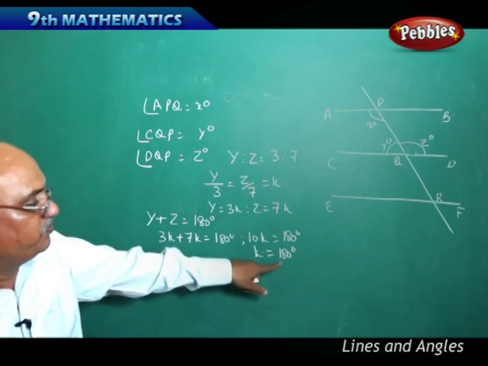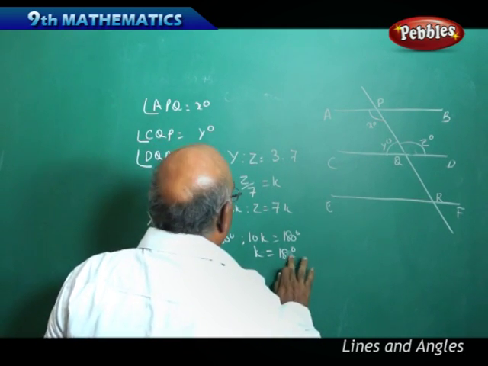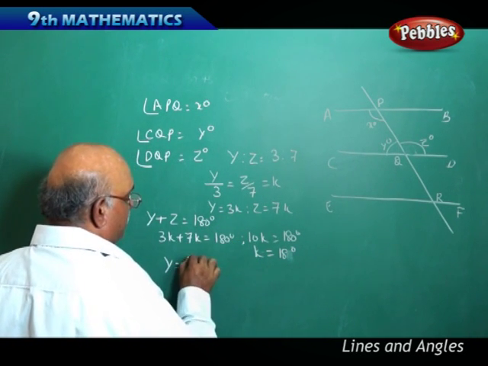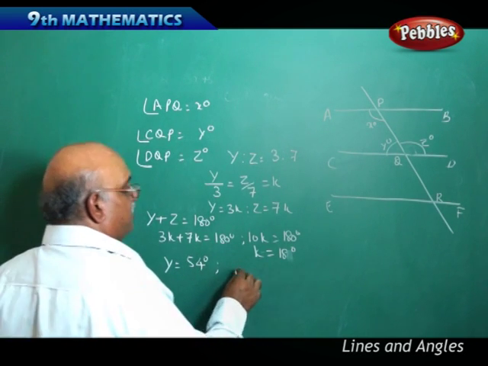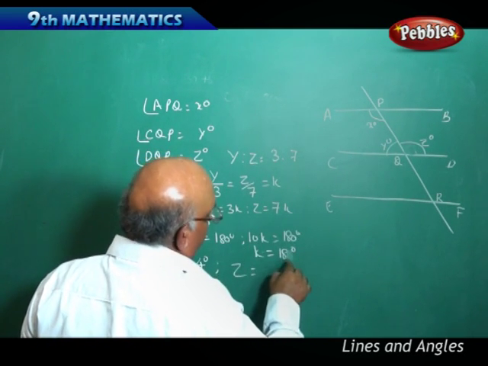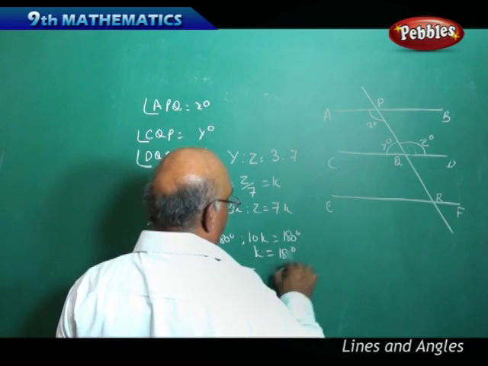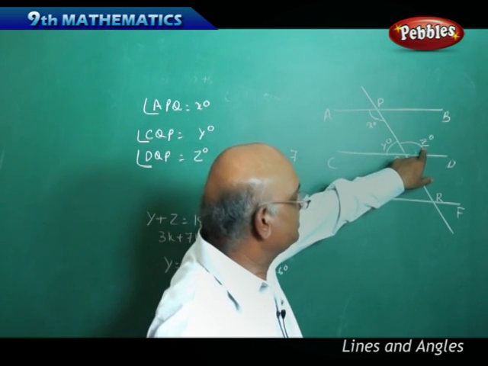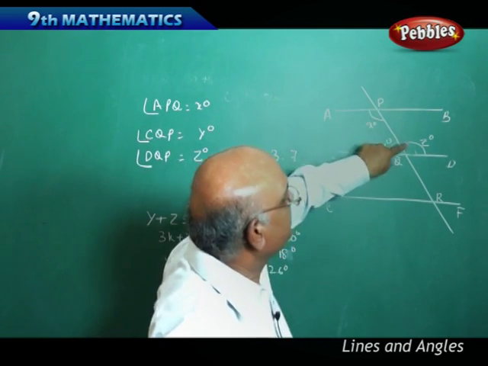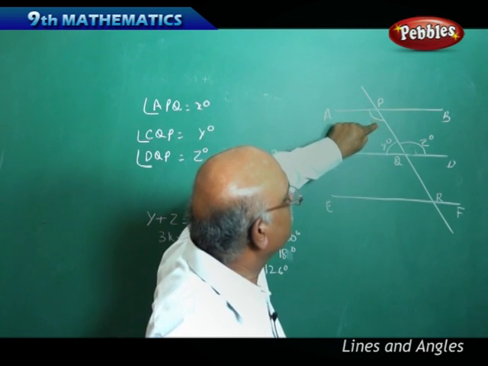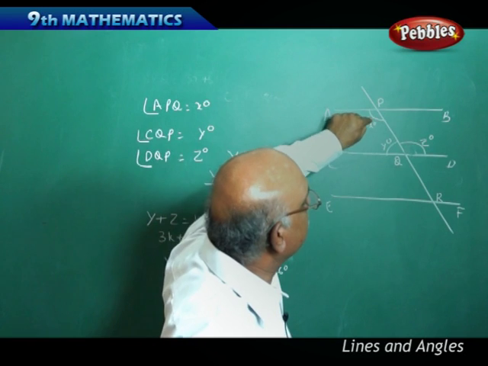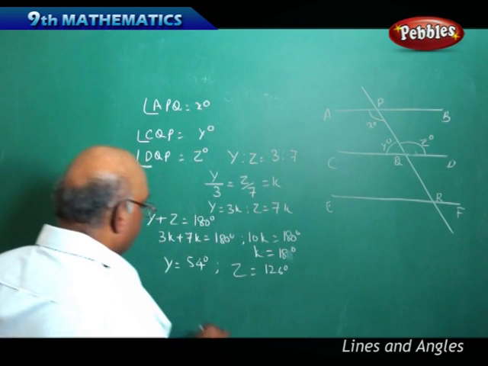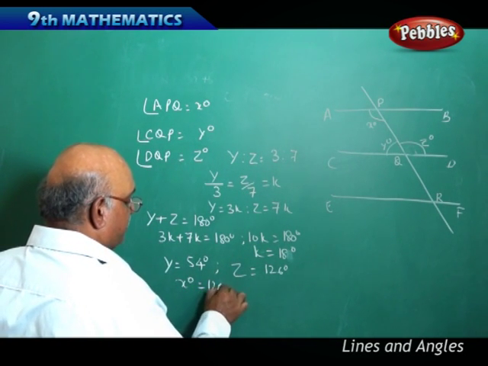If k is 18 degrees, then y equal to 3 into 18, that is 54 degrees. In the same manner, z is equal to 7 into 18, which is 126 degrees. Therefore, z value you got as 126 degrees. Suppose these two are the interior angles, therefore you can say that x degrees is same as z degrees because of vertically opposite angles. Therefore, x degrees is also equal to 126 degrees.